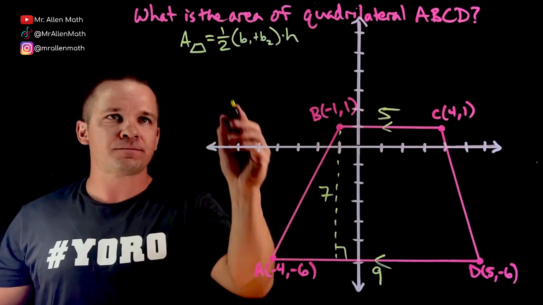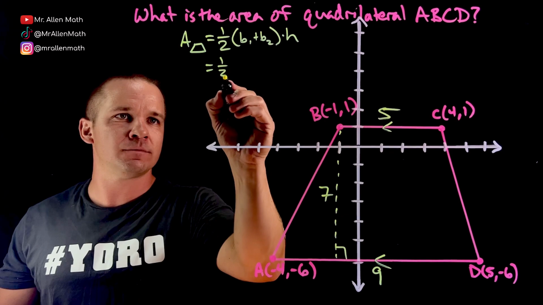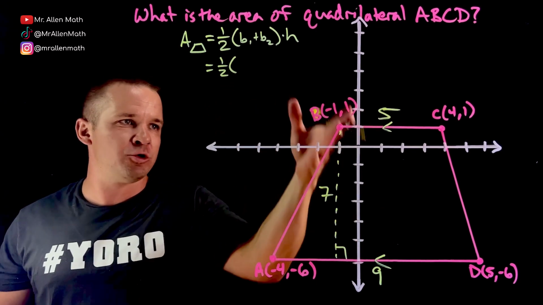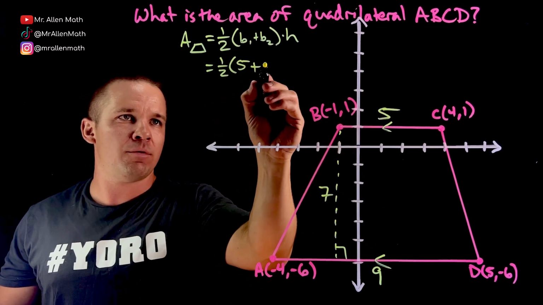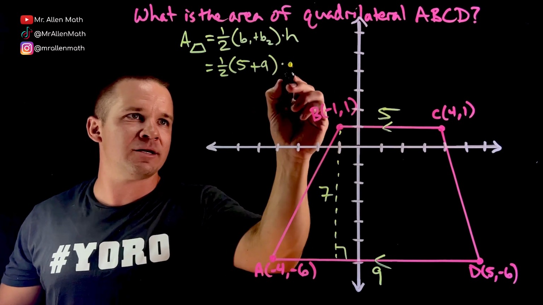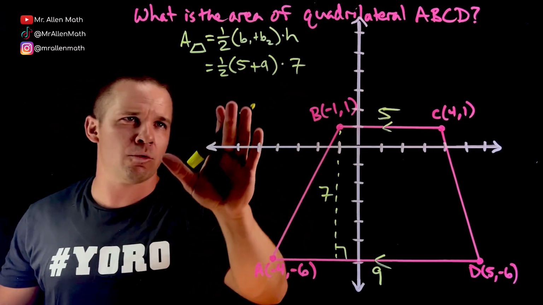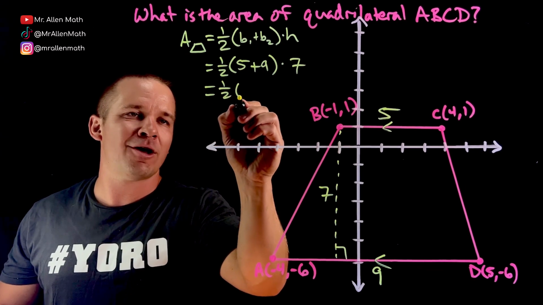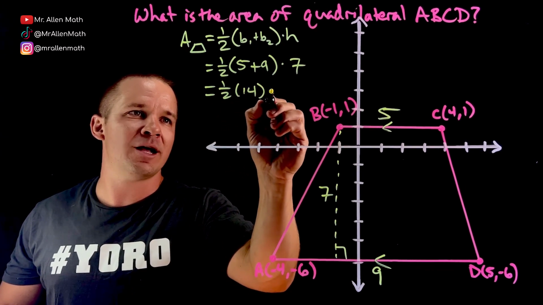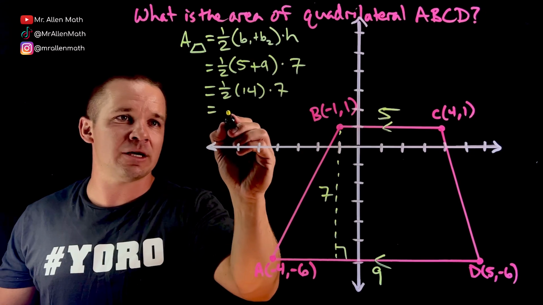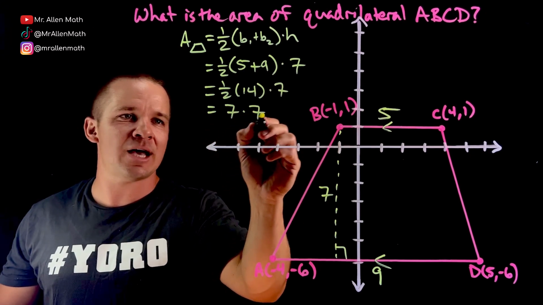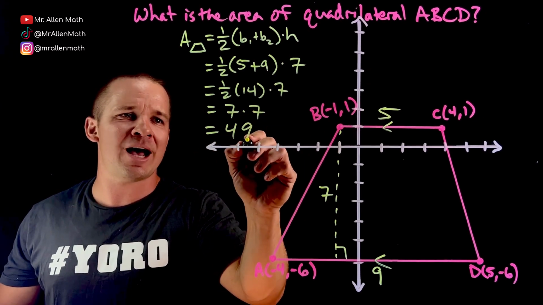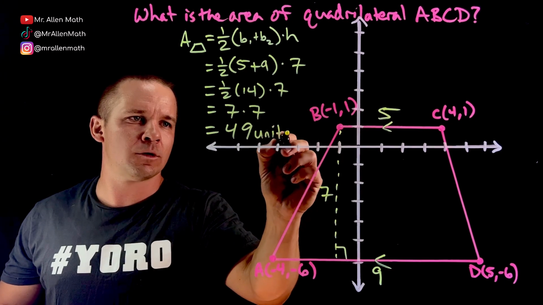So let's plug it all in. I'm going to have 1/2 base 1. Doesn't matter which one's which. It's going to be 5 plus 9. And then my height is 7. Really glad these numbers are working out nice because I threw it on here off the top of my head. So we got 1/2 times 14. Beautiful. It's an even number. That's wonderful. So that's going to be 7 times 7. I know that one. That's 49 units squared.